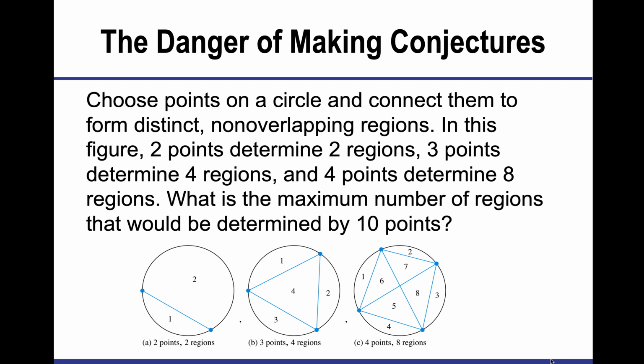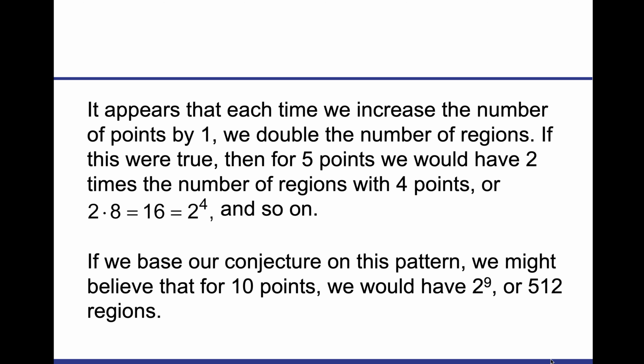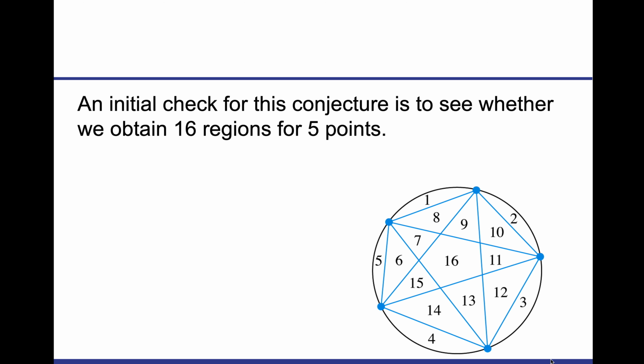So in this figure, I have 2 points that determine 2 regions, 3 that divide it into 3 regions, and so on and so forth. What's the maximum number of regions that could be found by using 10 points? Well, it appears that each time we're increasing the number of points by 1, we double the number of regions. If we base our conjecture on that pattern, we might believe that with 10 points, we would have 2 to the ninth or 512 regions.